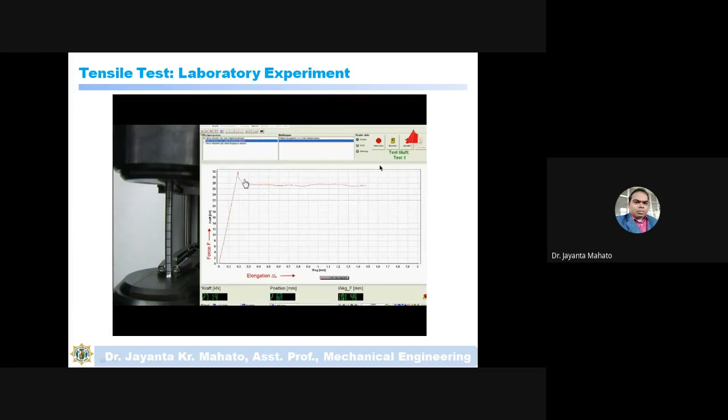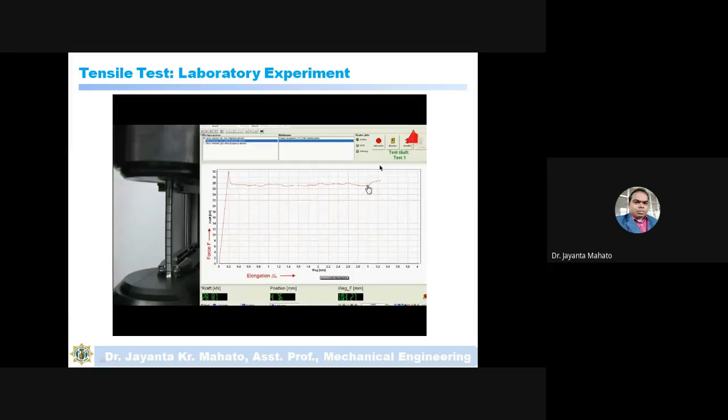This phenomenon occurs due to the Lüders effect. I will explain what the Lüders effect is and how this phenomenon occurs in the case of carbon steel.